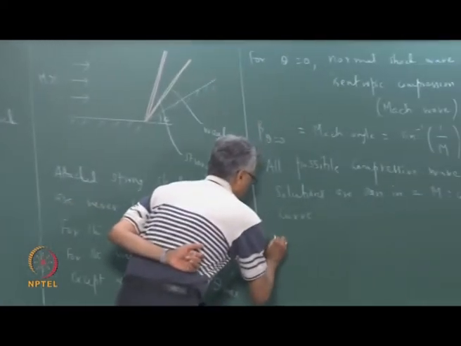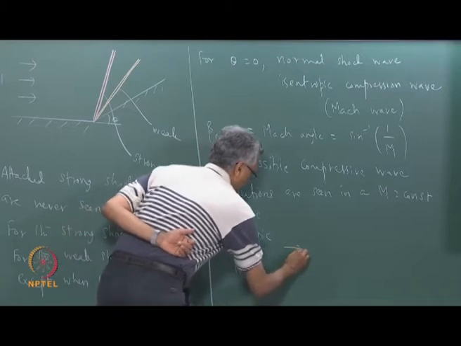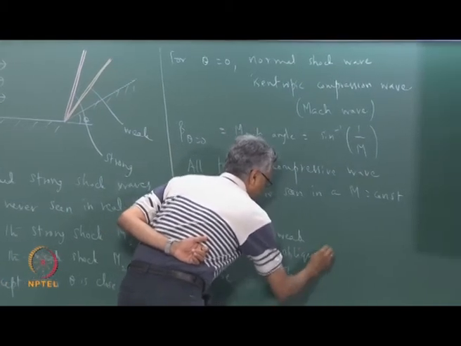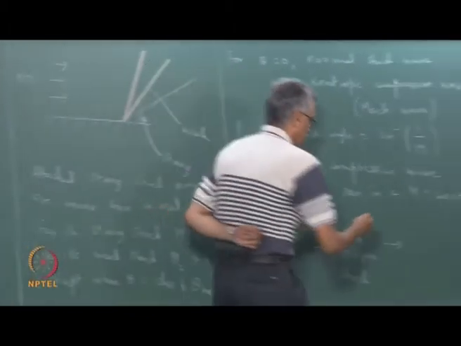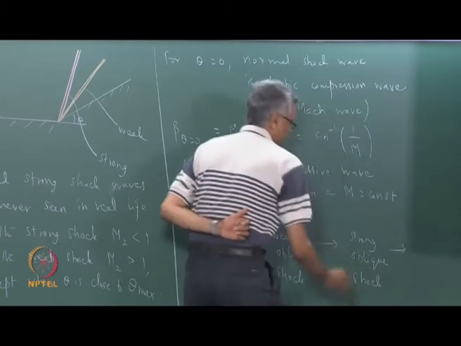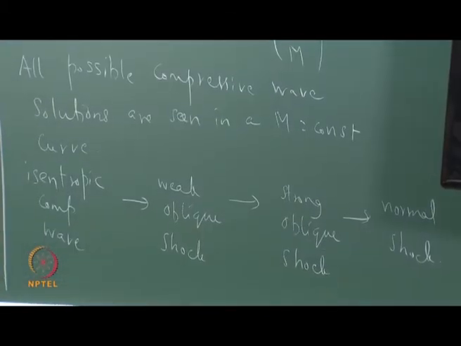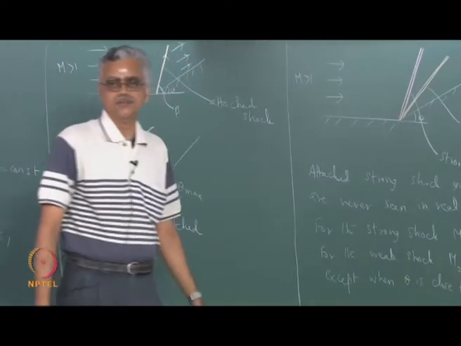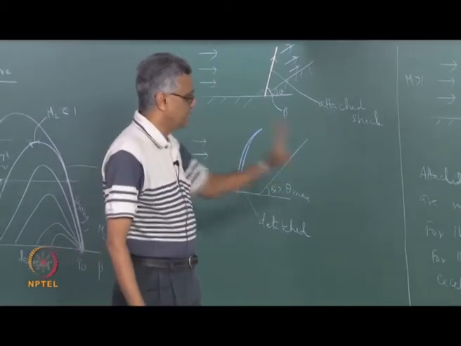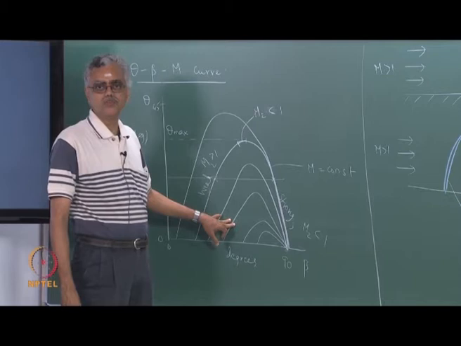So what are these solutions? We are seeing an isentropic compression wave, which then becomes a weak oblique shock, which then becomes a strong oblique shock, which then becomes a normal shock. So these are the possible compressive wave solutions in gas dynamics, and a single m equal to constant curve exhibits all these solutions. Remember, the most important thing is this is an attached shock wave solution. What we have exhibited in this diagram are solutions for the theta beta m curve, which assumes the shock wave to be attached at the corner.